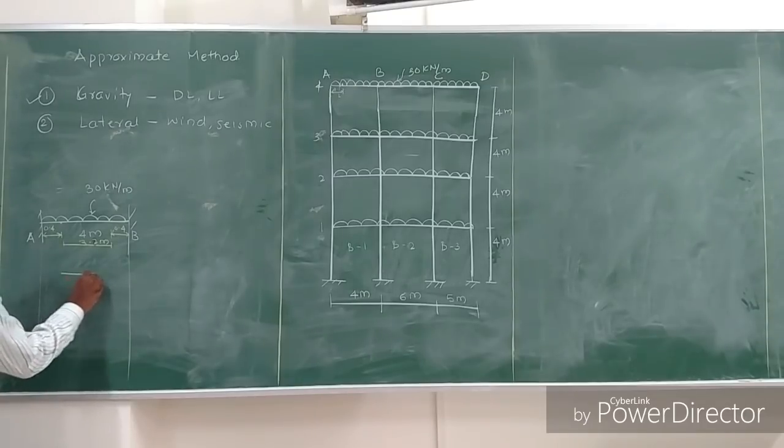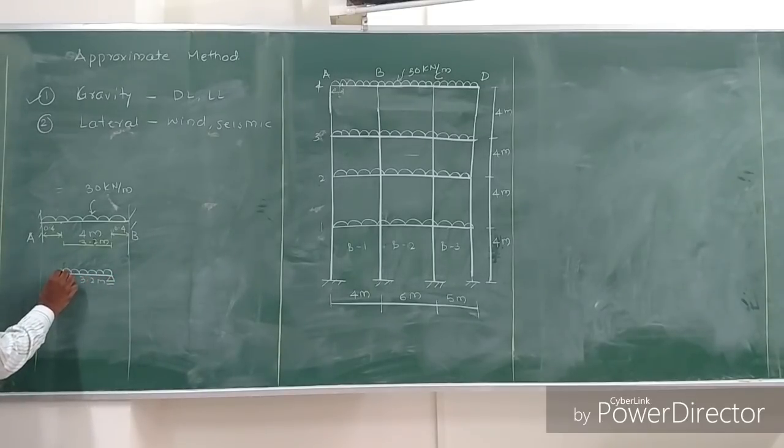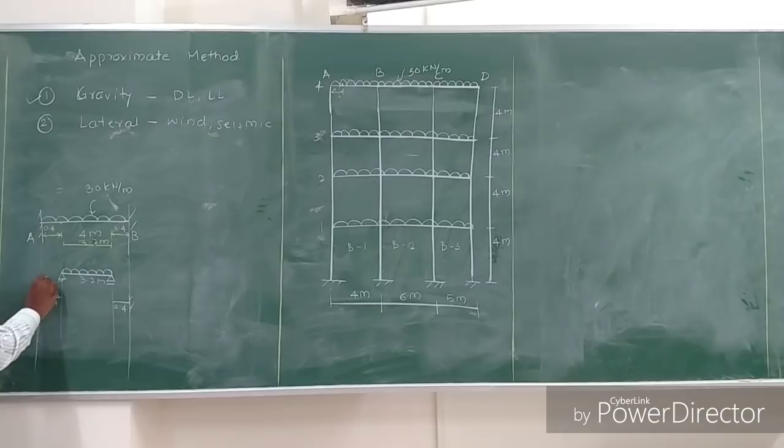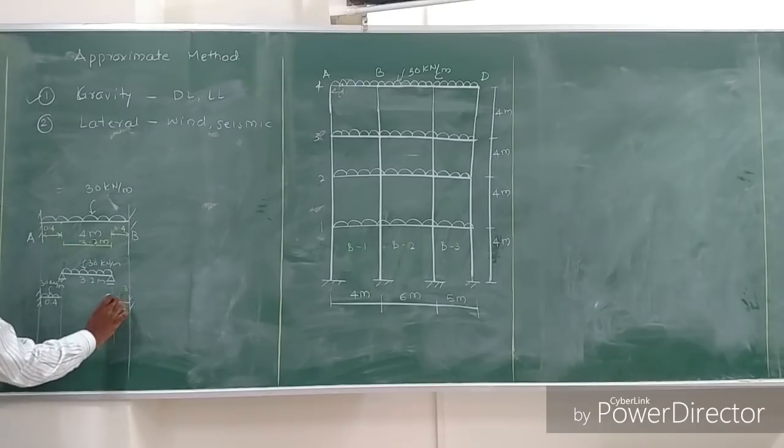I will divide this beam as subjected to UDL of 30 kilonewton per meter over a span of 3.2 meter, and the same beam will have 2 cantilever projections, which are nothing but this, which is 0.4, and this is 30 kilonewton per meter. This is also 30 kilonewton per meter. This is also 30 kilonewton per meter.